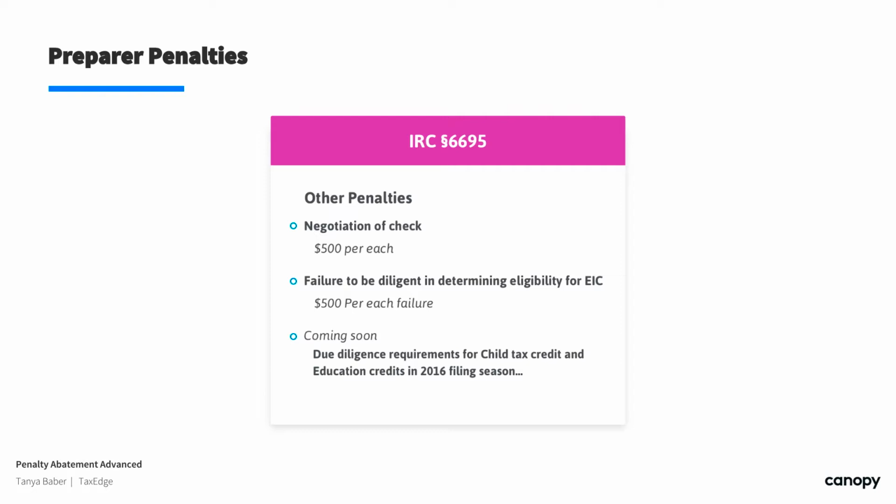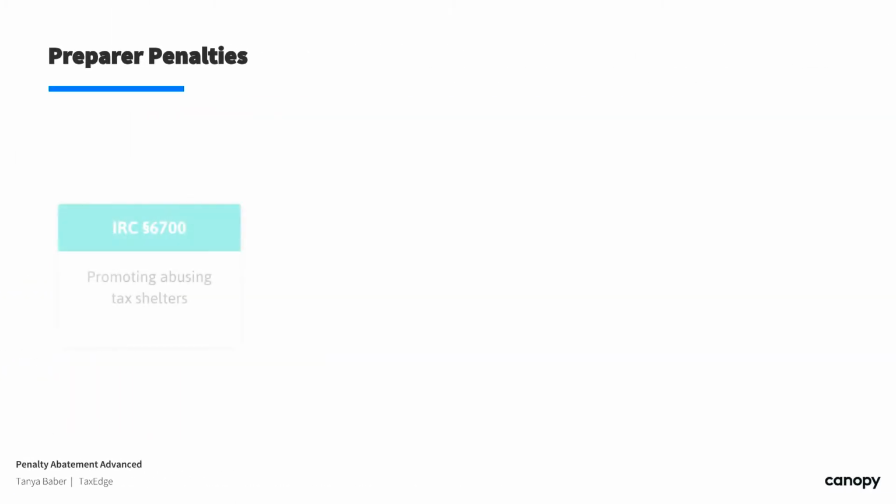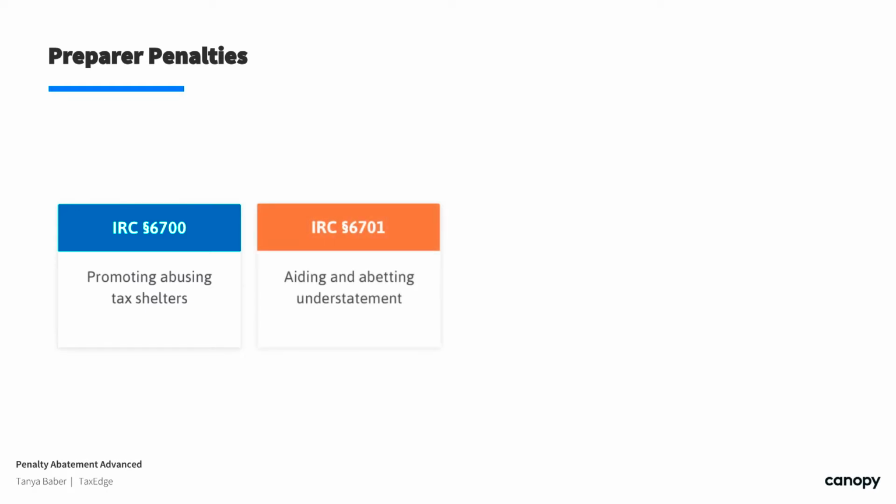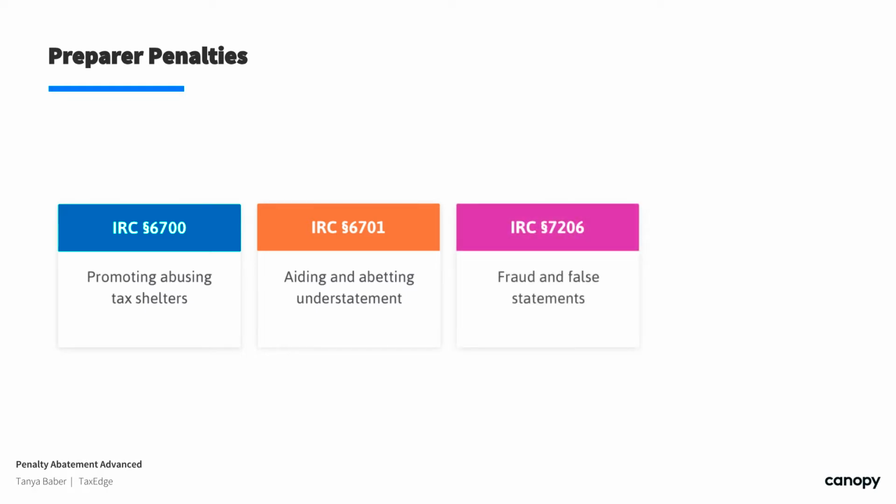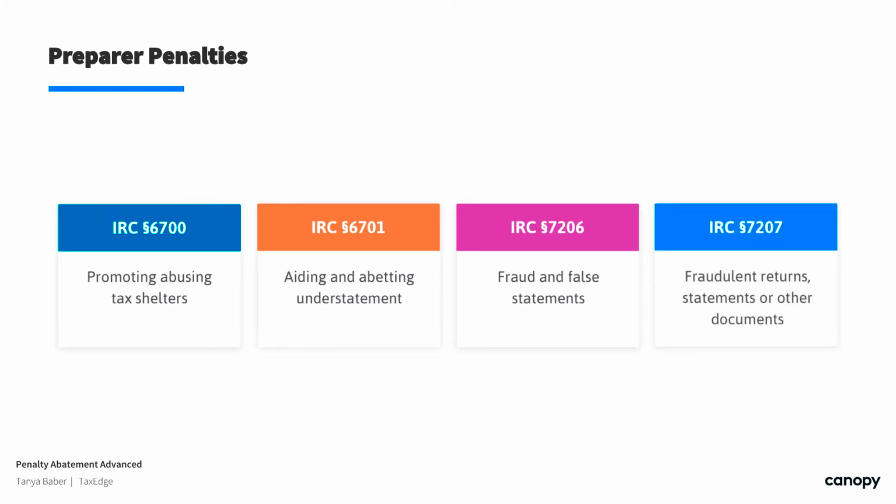There are additional little ones, and these are the more serious ones, you can say. So Internal Revenue Code 6700 is if you promote abusive tax shelters. 6701 if you're aiding and abetting understatement. Fraud and false statements is 7206, or fraudulent return statements or other documents is Code Section 7207. Now, usually the ones as you get higher in those numbers, this is my other observation, the 7200 series, those are more criminal type of penalties and issues. So these are all different types of ones that live within that world of preparer penalties.